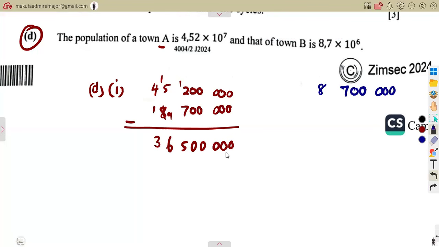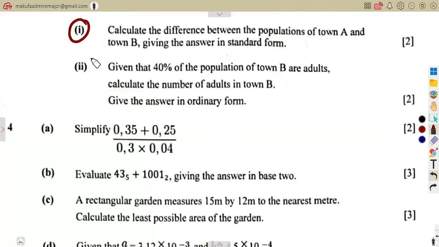And this can be written in standard form: 1, 2, 3, 4, 5, 6, 7. Remember, our answer is supposed to be between 1 and 10. 3.65 times 10 to the power of 7. It is easier for you to add or subtract in ordinary form. I'm not saying you cannot do that in standard form. You can do that if you want by factorization, which is fine, or you can just convert your numbers to ordinary form.